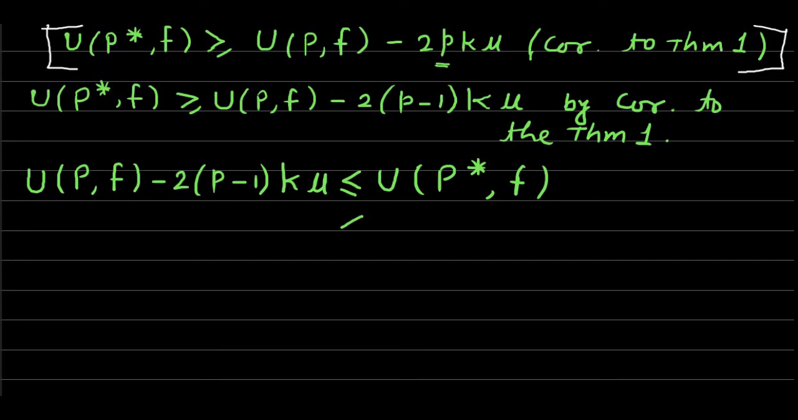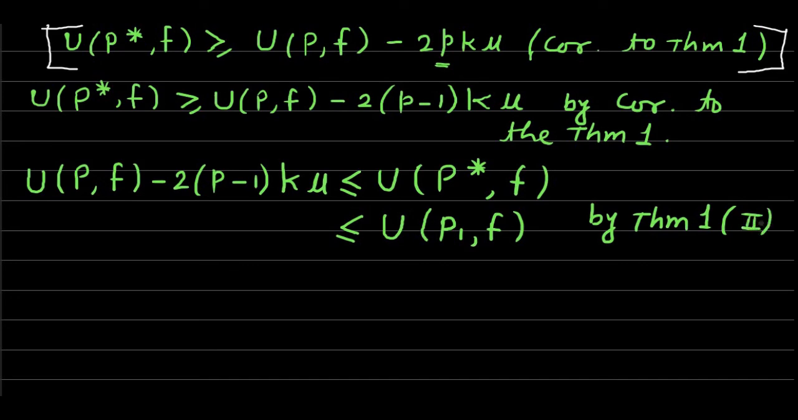Which is less than or equal to, we know that upper sum over any partition is less than or equal to the upper sum over the partition P1 if P star is a refinement of partition P1. So as P star is a refinement of partition P1, by theorem number 1, this upper sum over P star is less than or equal to upper sum over the partition P1 for the function f. This is by theorem 1, part 2nd, which we have already proved earlier. So by using that we have written this statement.